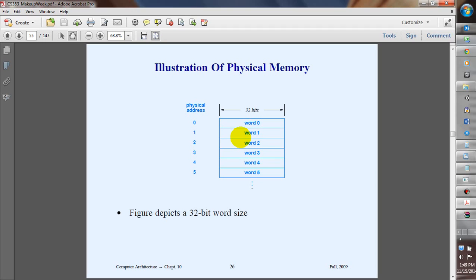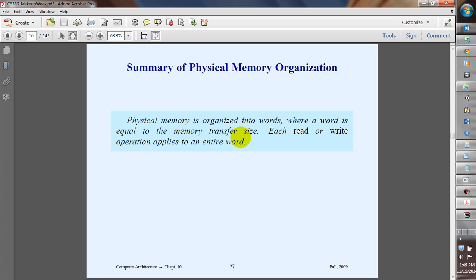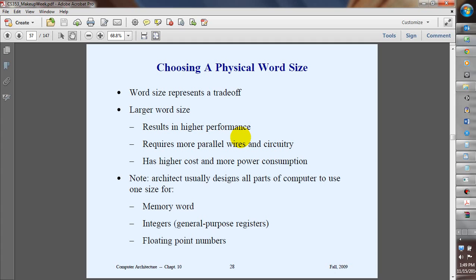As I said, this is a depiction of some physical memory properties. Read or write operations apply to the entire word, and you have to write to the entire word as well. So there's a trade-off here. If we have a larger word size, we have higher performance, because we have more memory that we can read in. But we do have more parallel wires and circuitry, and it's a higher cost. That's why 64-bit really hasn't become popular until now.